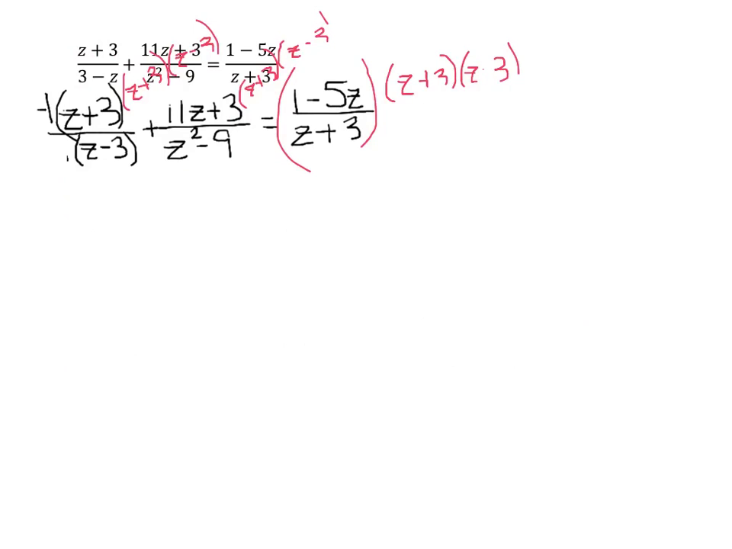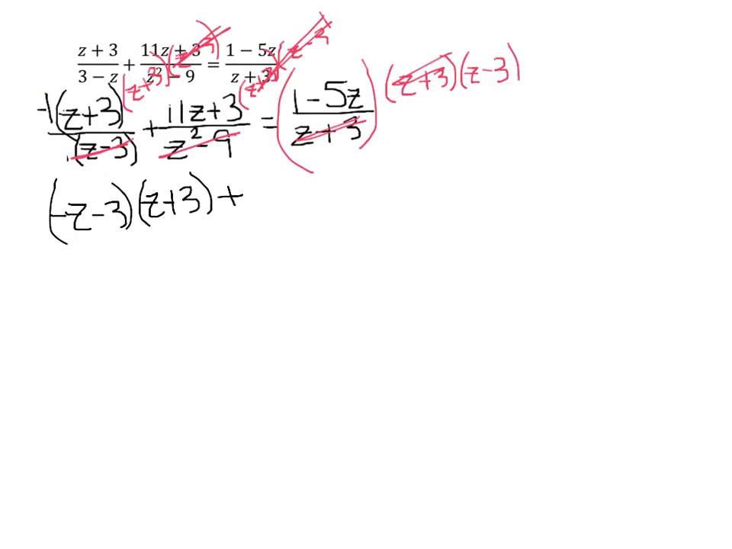And what happens? The whole thing cancels here. The z minus 3 cancels there. The z plus 3 cancels here. So I'm going to distribute this -1 to the numerator first. Then I will FOIL the rest of it. So I end up with -z minus 3 times z plus 3 plus 11z plus 3 is equal to 1 minus 5z times z minus 3.